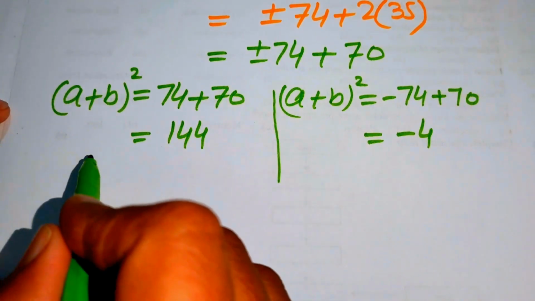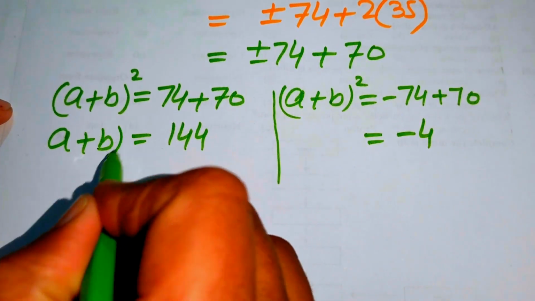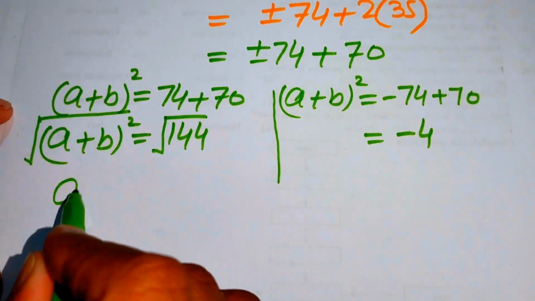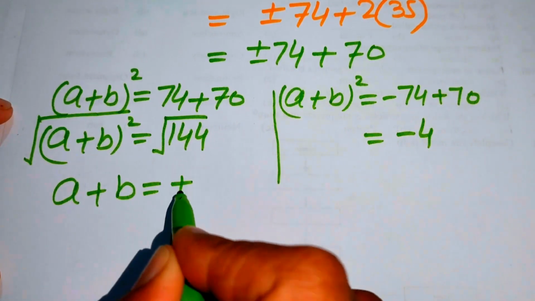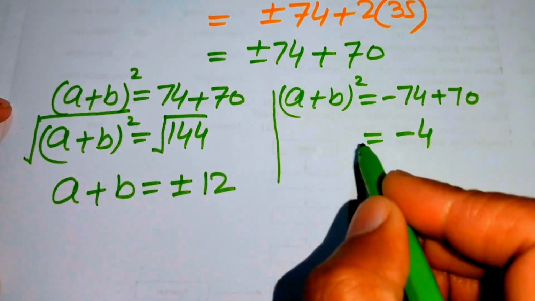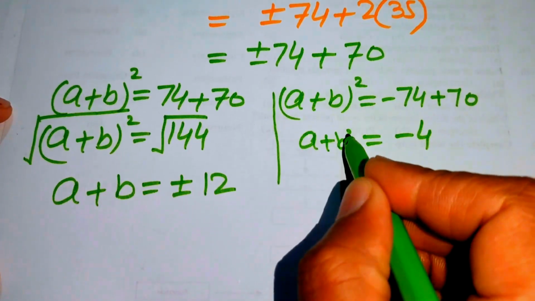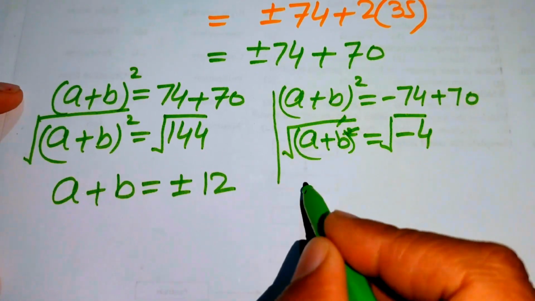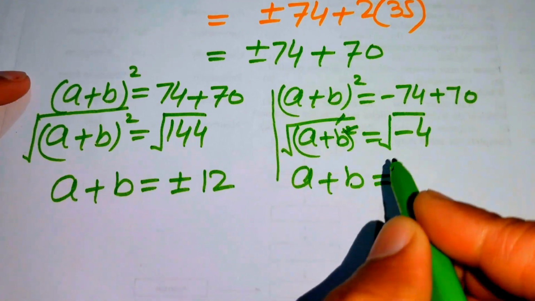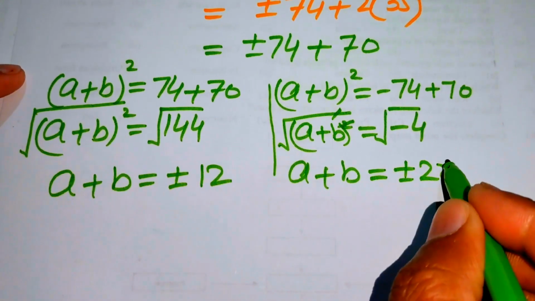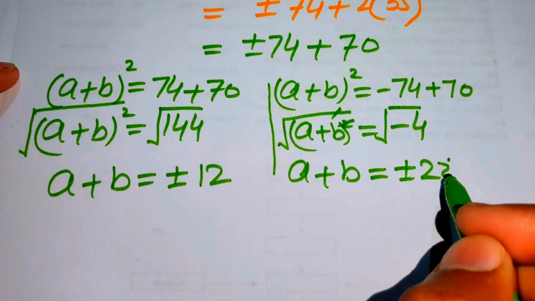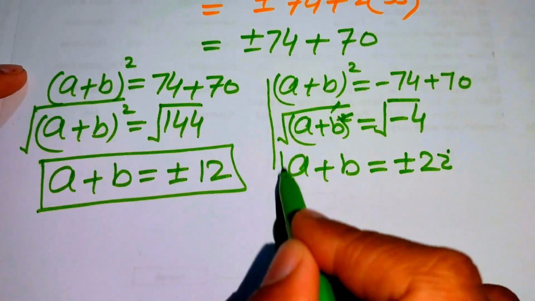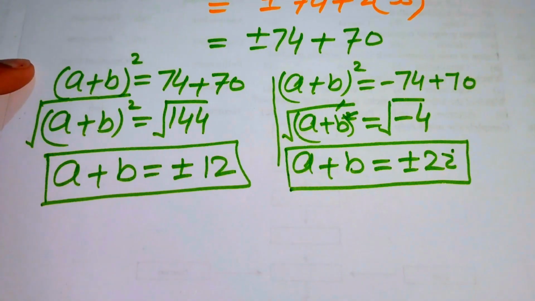Now in this case we take the square root on both sides and you get the value of a + b = ±12. Similarly, in this case when we take the square root on both sides, the square and square root are gone and we get a + b = ±2i, because the square root of −1 becomes iota and the square root of 4 is 2. So these are the two values of a + b for the given equations, and this is the final answer.